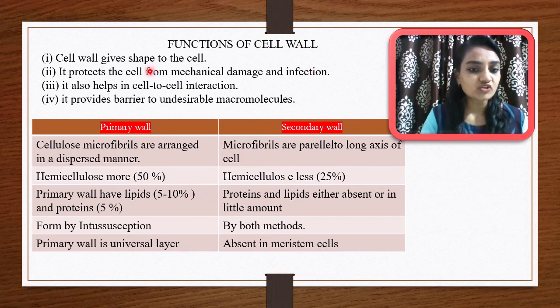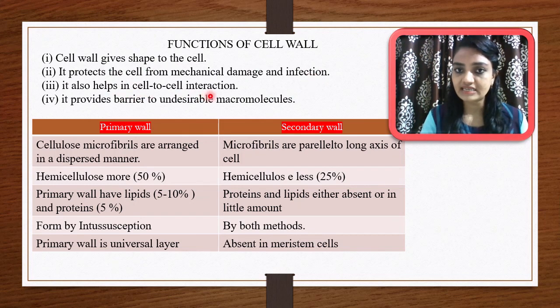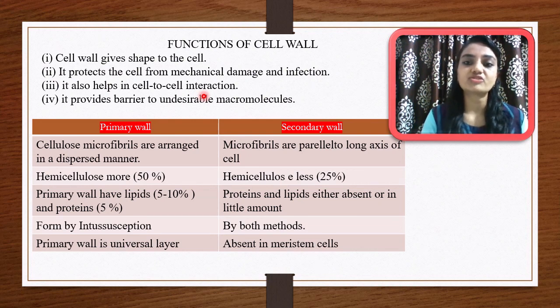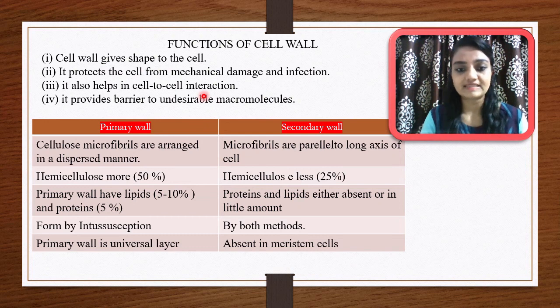It also helps in cell-to-cell interaction, as we have discussed in the previous slide. The plasmodesmata structure plays a very important role in the interaction between adjacent cells. It provides a barrier to undesirable macromolecules. It also provides some barrier to undesirable macromolecules to come in or go outside.